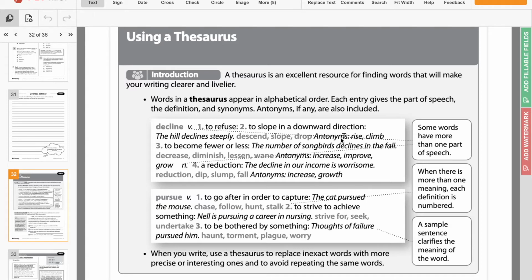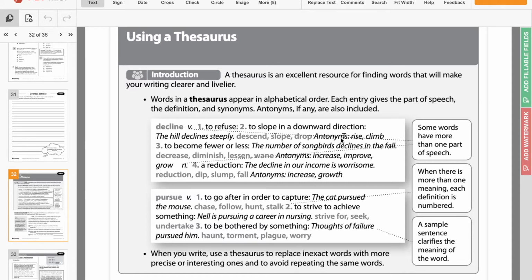So then we also have the word pursue, which for all of the definitions is a verb. So it means to go after in order to capture. So the cat pursued the mouse. The cat was trying to catch the mouse. Synonyms are chase, follow, hunt, stalk. There's no antonyms for that one, notice, but that's okay. 2 is to strive to achieve something. Nell is pursuing a career in nursing because she's trying to achieve a career in nursing. Synonyms are strive for, seek, undertake.